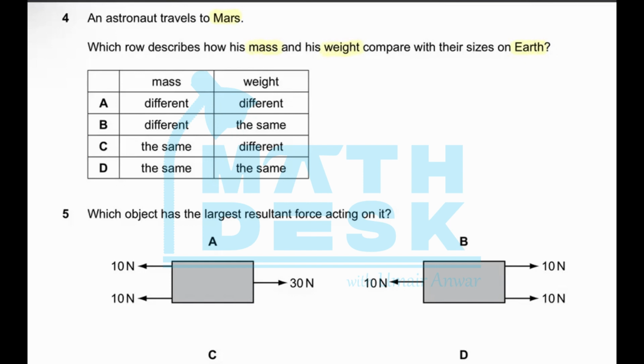So out of the given options, we would select this one, that the mass is going to be same on the Mars as well, but the weight is going to be different. So the option C should be correct.